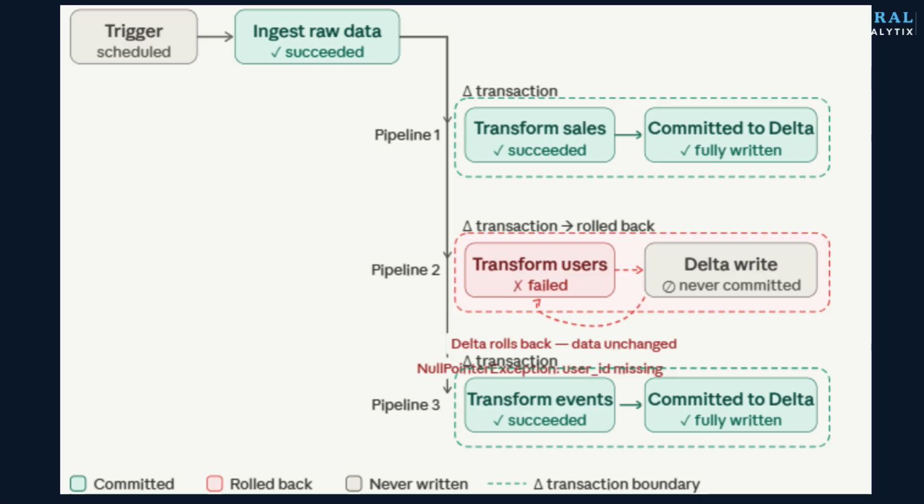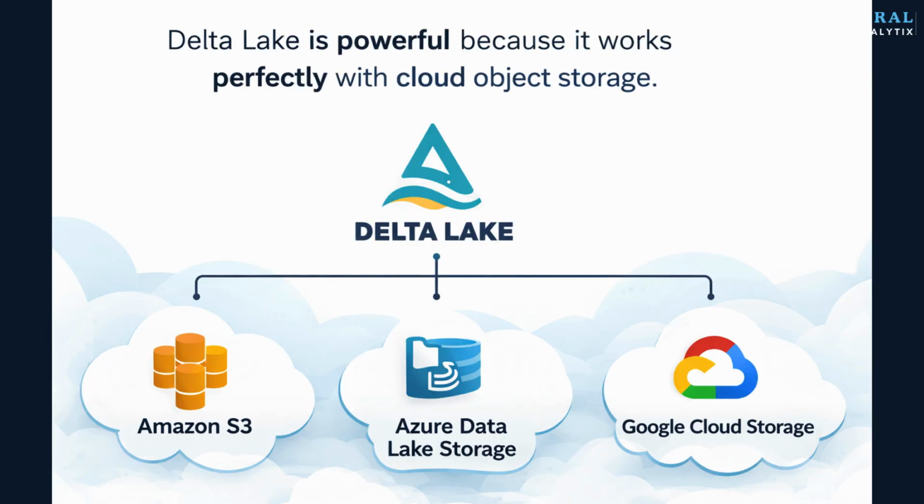Where Delta Lake runs. Another reason Delta Lake is powerful is because it works perfectly with cloud object storage. It integrates seamlessly with platforms like Amazon S3, Azure Data Lake Storage, Google Cloud Storage. This makes Delta Lake a perfect fit for modern lakehouse architectures.